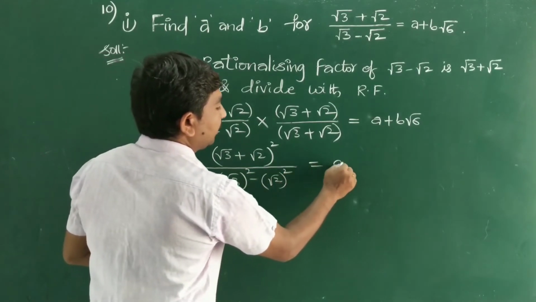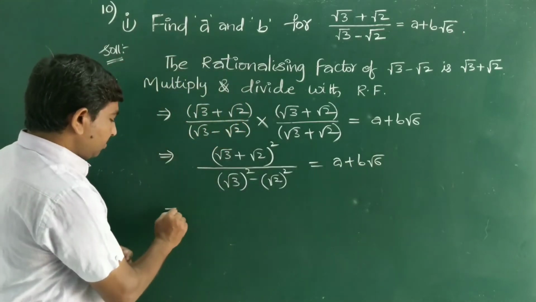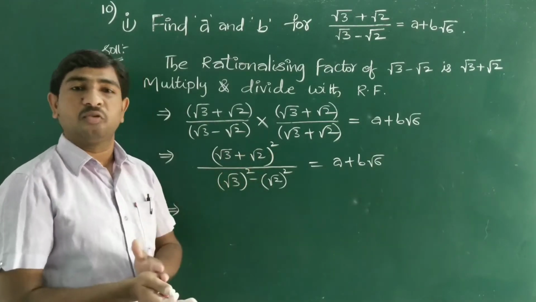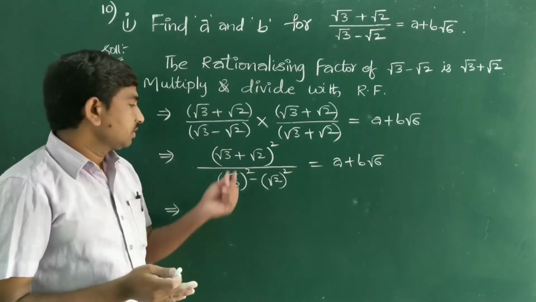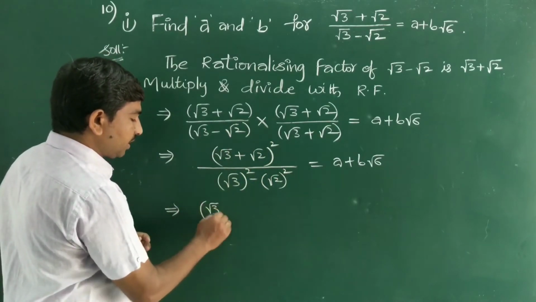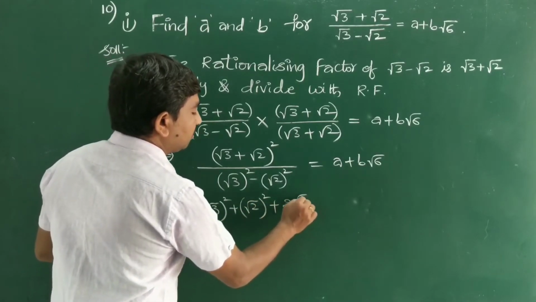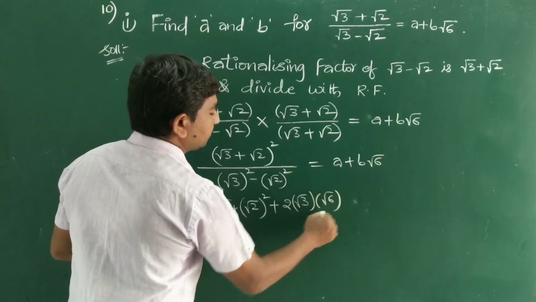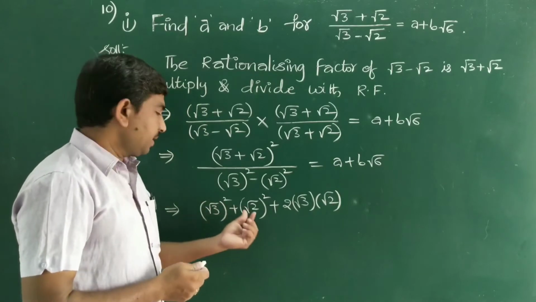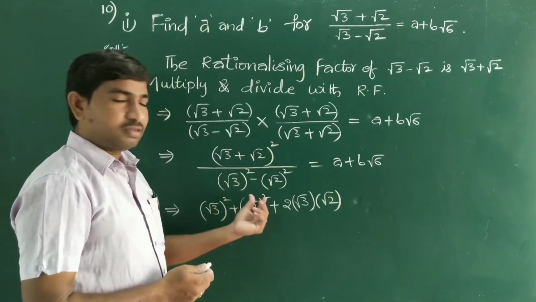So that is equal to a plus b root 6 as it is, the right hand side value. And now by simplifying this, what will we get here? Root 3 plus root 2 whole square is in the form of a plus b whole square. What is the formula for a plus b whole square? A square plus b square plus 2ab. A square is root 3 whole square, plus b square is root 2 whole square, plus 2 into root 3 into root 2. This is the a square plus b square plus 2ab form.